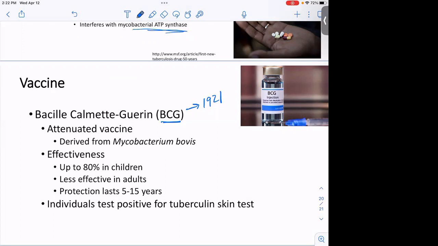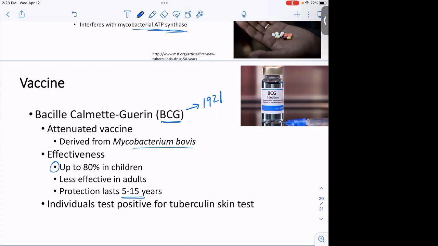But this is an attenuated vaccine. Basically, they took a strain of Mycobacterium bovis and just passaged it over and over and over again, and it kind of lost some of its virulence factors. It works pretty well in children. Unfortunately, it doesn't work as well in adults. And the protection lasts somewhere between 5 and 15 years, and then people have to get booster doses. So they're really hoping to develop a better vaccine.